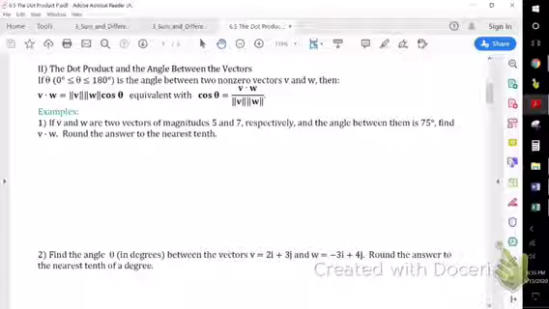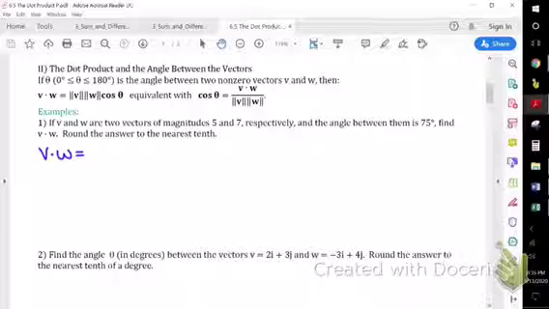Alright, so let's look at example 1. It says that v and w are two vectors of magnitudes 5 and 7 respectively, and the angle between them is 75 degrees. Find v dot w. Round the answer to the nearest tenth. Well, they gave us the magnitudes and they gave us the angle, so we're going to use this equation up above. So we're looking for v dot w.